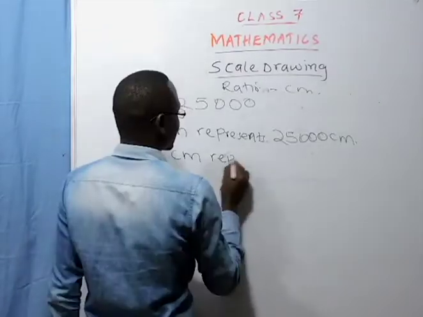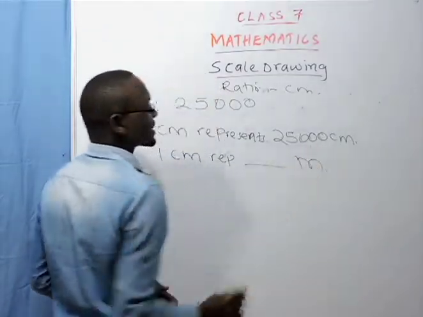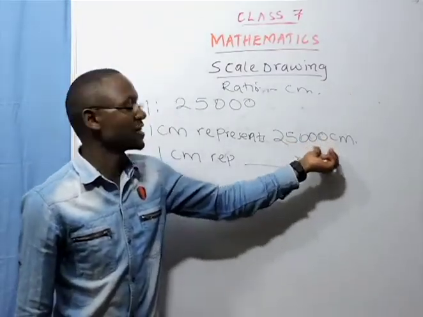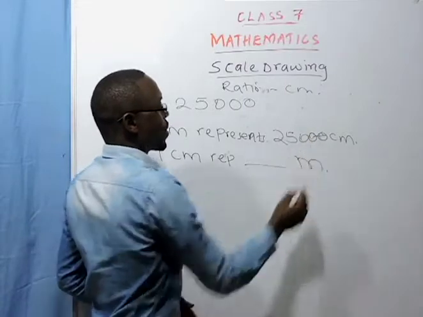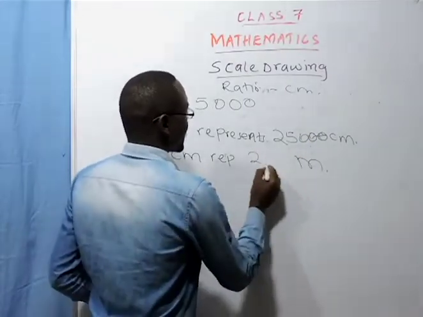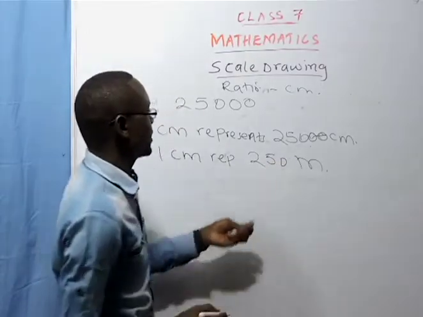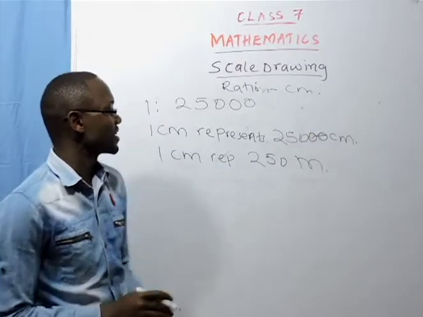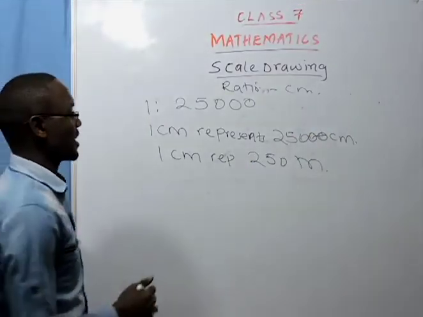How many meters are these? Convert 25,000 centimeters to meters. We divide by 1,000. So it will be 1 centimeter represents 250 meters. We convert the centimeters to meters.